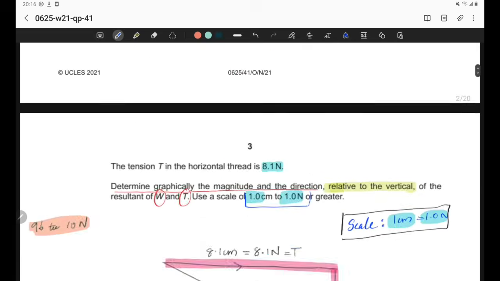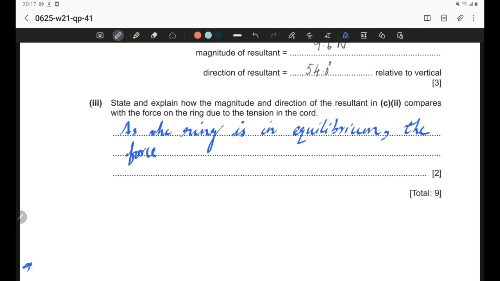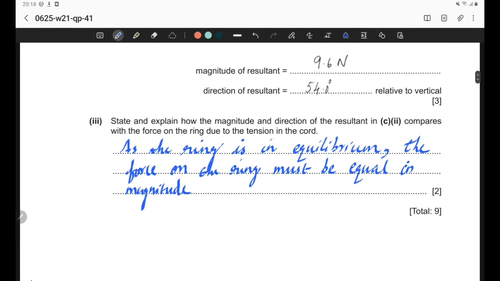So we can write down, as the ring is in equilibrium, the force on the ring will be equal in magnitude. That means there must be an upward 9.6 Newton force, but the direction should be opposite. So that also we should mention, but opposite in direction. So here this is very important: must be equal in magnitude but opposite in direction. You will get 2 marks.